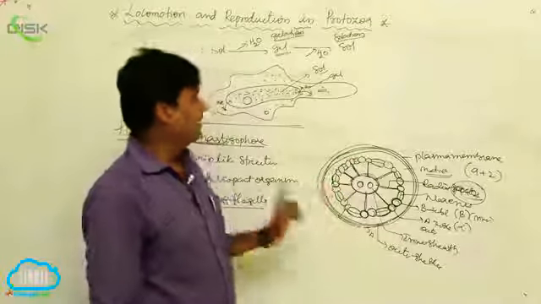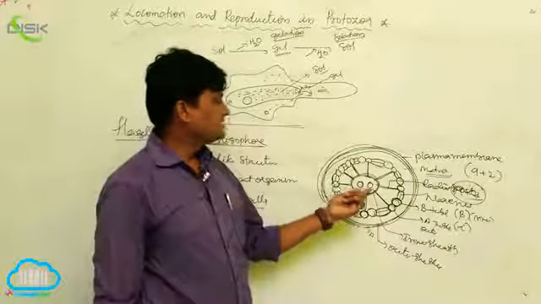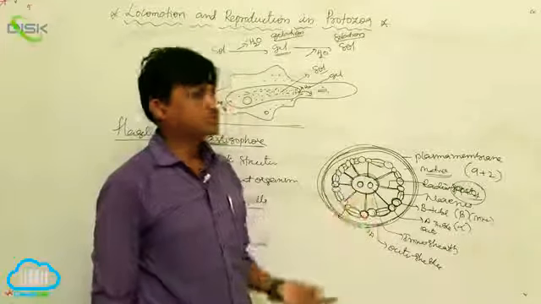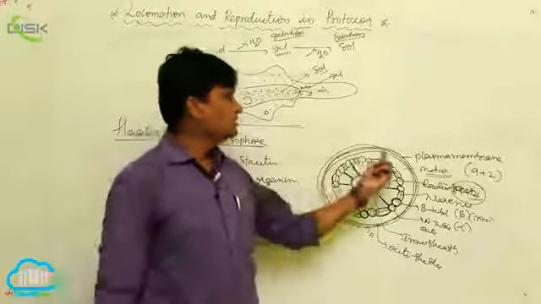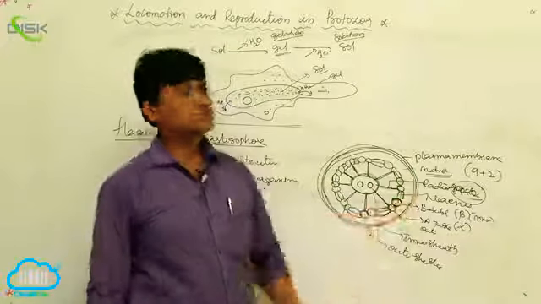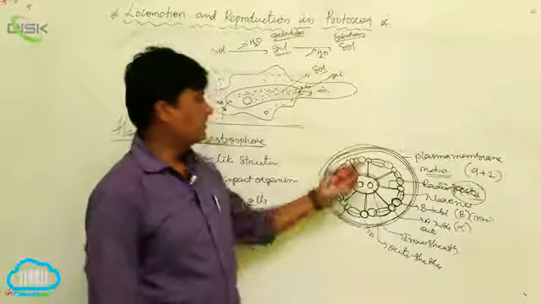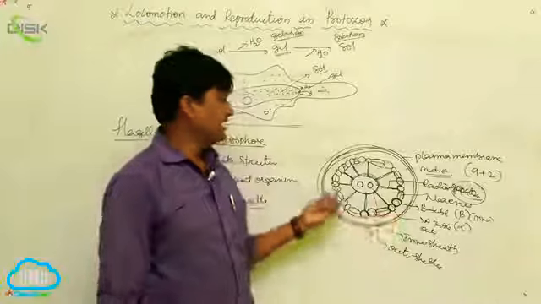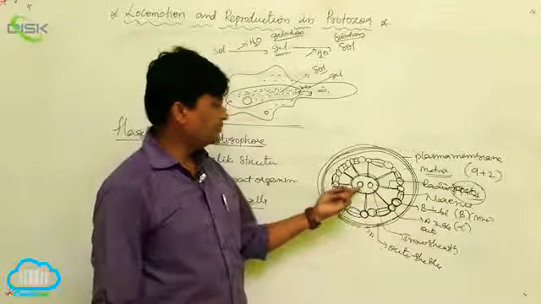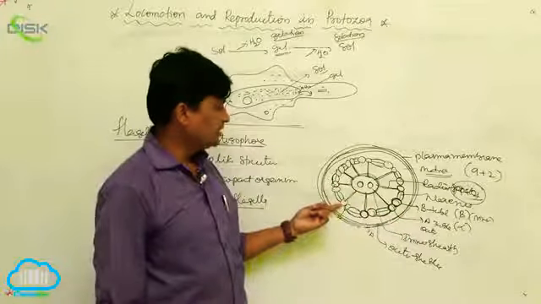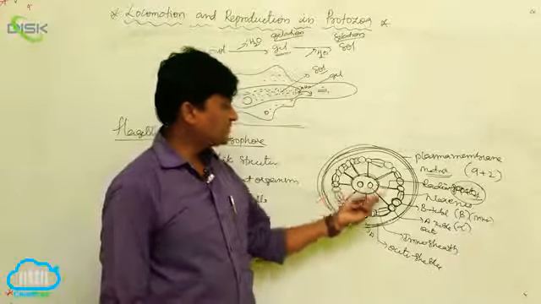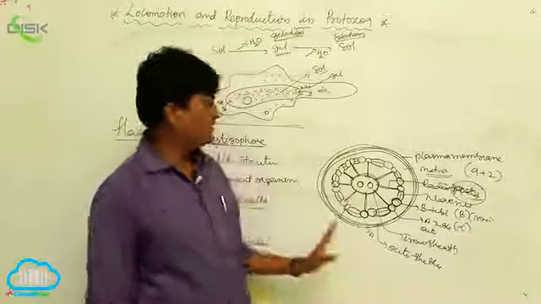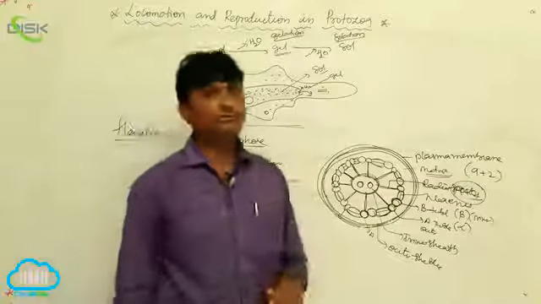The central tubules are covered by one sheet, the inner sheet. All the peripheral tubules are covered by one more sheet, the outer sheet. Next, the central tubule is connected to the peripheral tubules by small spoke-like structures we call radial spokes. This is about the ultrastructure of the flagella.